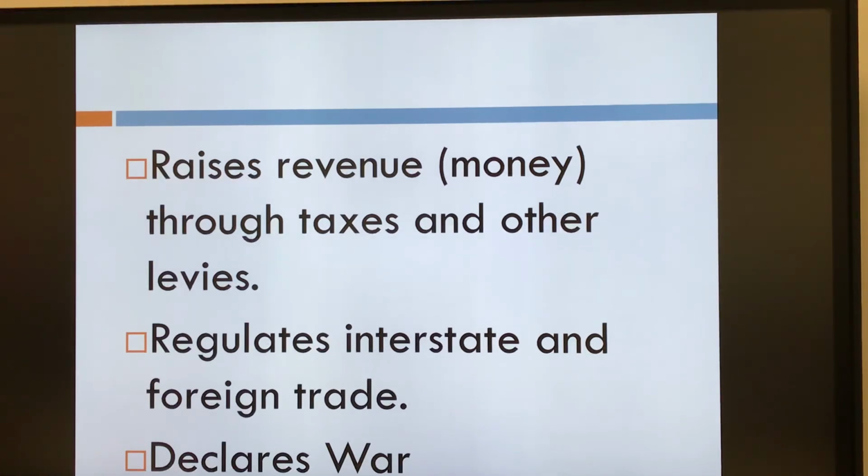The three branches are legislative, executive, and judicial. The three levels are national, state, and local. In fact, I'll write those up on the board right now and diagram that so you can see that.